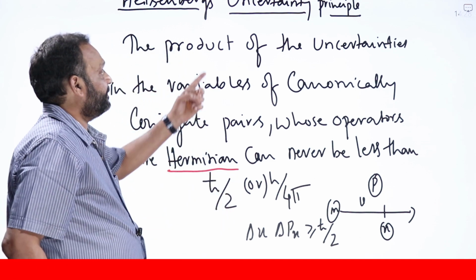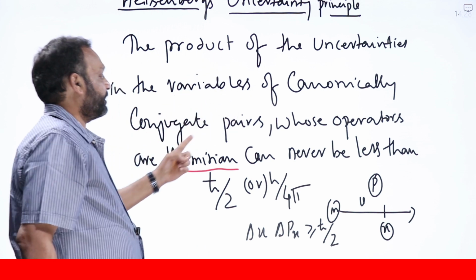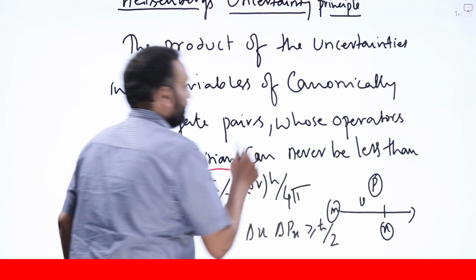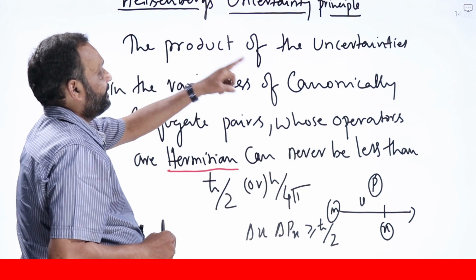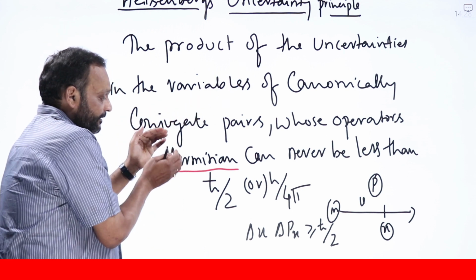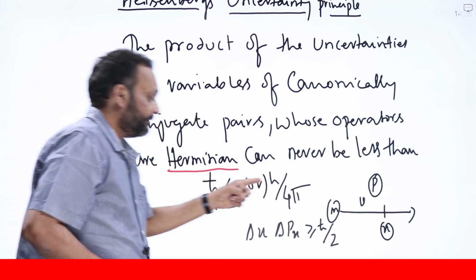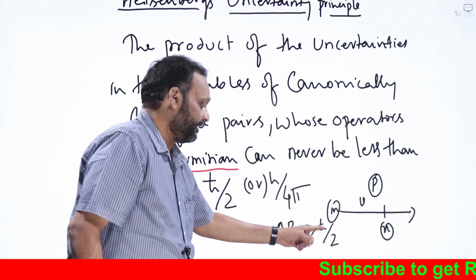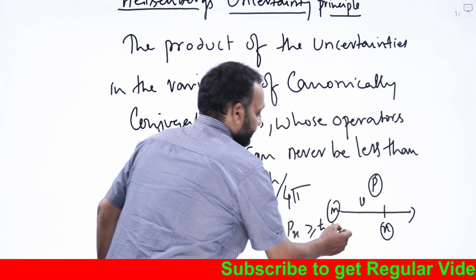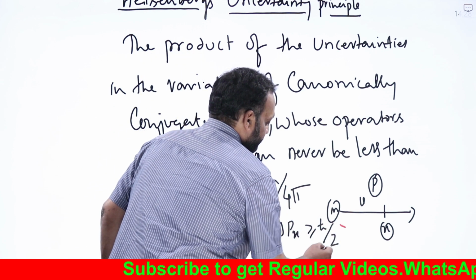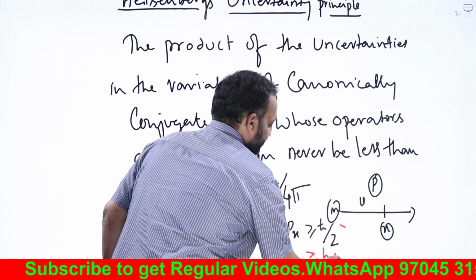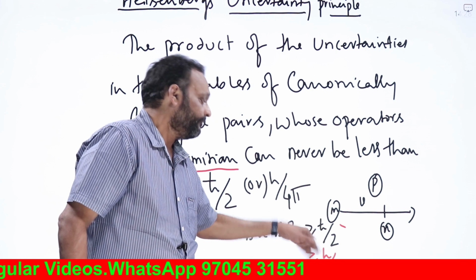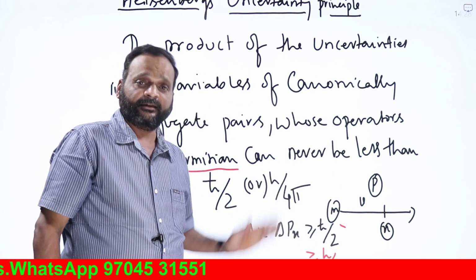So the product of the uncertainties in the variables of canonically conjugate pairs whose operators are Hermitian can never be less than h bar by 2. The product cannot be less than h bar by 2, meaning it can be greater than or equal to h bar by 2. What is h bar? It is h by 2 pi. So greater than or equal to h bar by 2 is also greater than or equal to h by 4 pi. The minimum value is h bar by 2, and anything above h bar by 2 is acceptable according to the uncertainty principle.